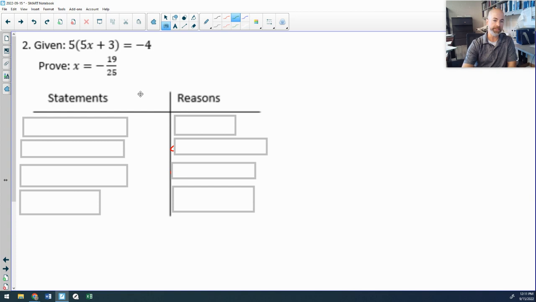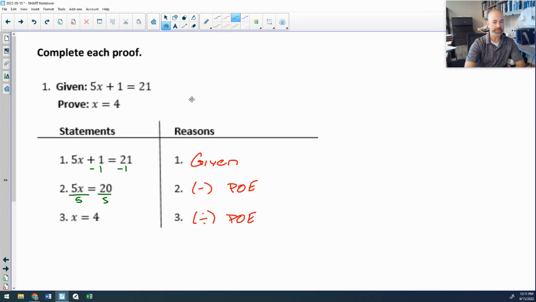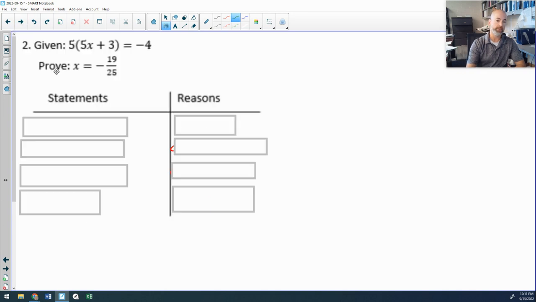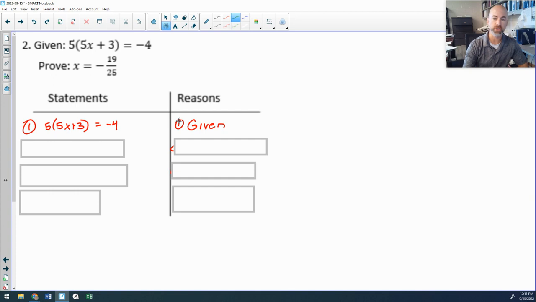Number 2, this one, we are not given the left column. We have to fill in both columns. Number 1, you were given the left side and we only gave the reasons. So number 2, what am I going to start with? If I'm given this and I want to show that x does indeed equal negative 19 over 25, we always are going to start with the given information. I'm just going to copy that down. 5 times 5x plus 3 is negative 4. And I know that because it is given to me.